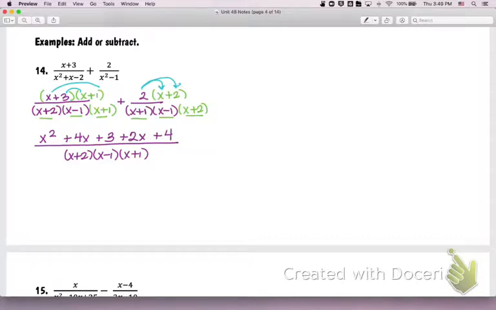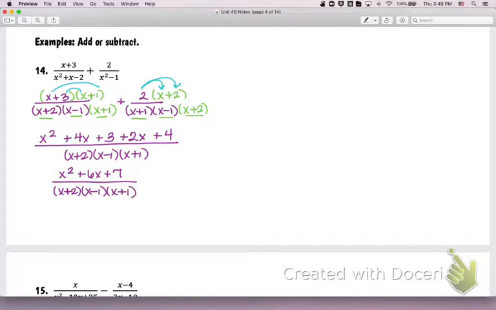Now the bottom we're going to leave alone. You don't need to multiply it out. It's always more useful to have it in factored form, so leave it. We get x squared plus 6x plus 7. And that's all over x plus 2, x minus 1, x plus 1.